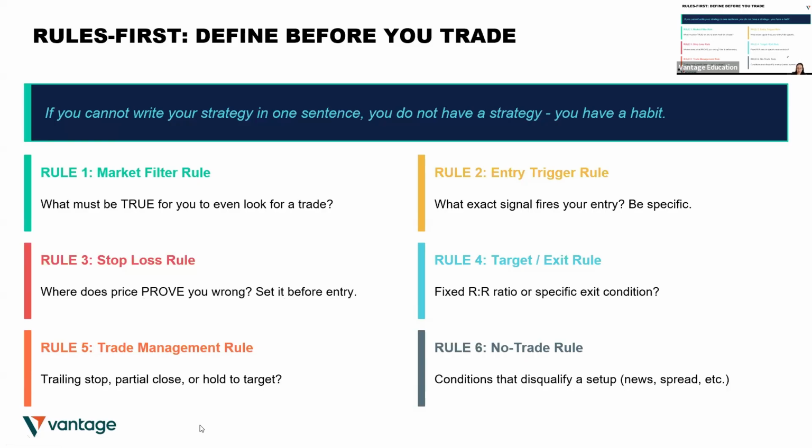I always think, if I short one lot, where is my stop loss? If I hit stop loss, I lose $500. I'm okay with that. If you think you're okay, you go ahead. Okay. And rule three, target or exit rule. Fixed RR, risk and reward ratio, or a specific exit condition. For the risk and reward, I know that you should aim for 1 to 1 or 1 to 2, okay? But sometimes I'm not very fixed about the risk and reward.